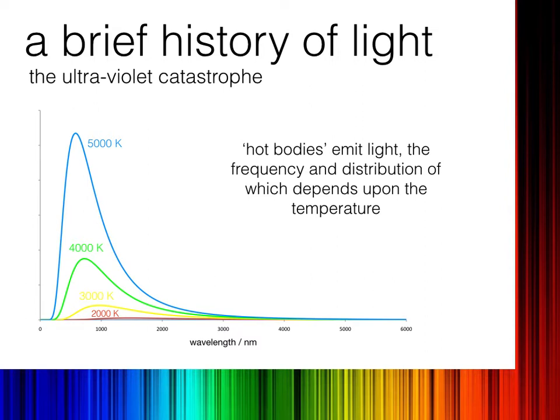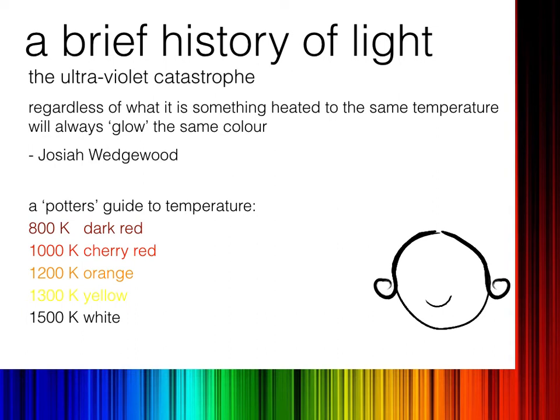There had always been kind of anomalies, strange things with our understanding of light. So one of them is what we call black body radiation. So here I have basically the emission spectrum, so how much light of different wavelengths is emitted by bodies of different temperatures. This was well understood. It was so well understood that a potter, Josiah Wedgwood, had managed to work out what temperatures all of these things were.